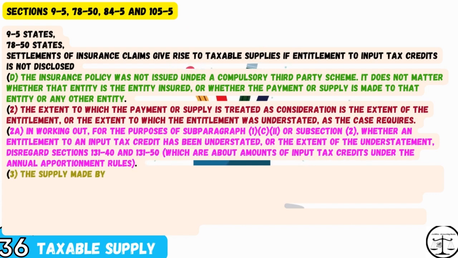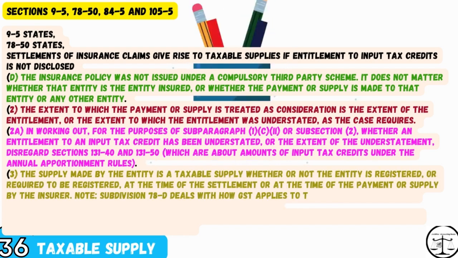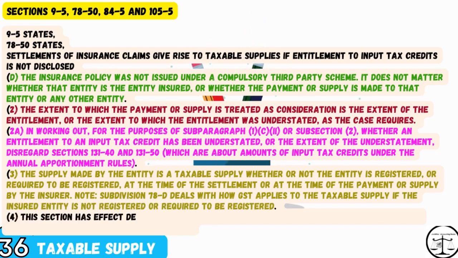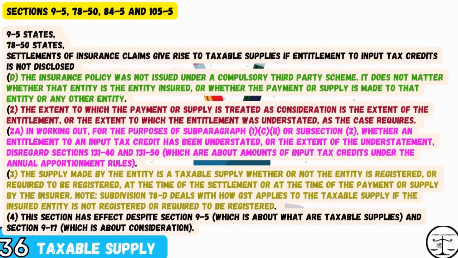2. The extent to which the payment or supply is treated as consideration is the extent of the entitlement, or the extent to which the entitlement was understated, as the case requires. 2A. In working out, for the purposes of subparagraph 1(c)(2) or subsection 2, whether an entitlement to an input tax credit has been understated, or the extent of the understatement, disregard sections 131-40 and 131-50, which are about amounts of input tax credits under the annual apportionment rules.